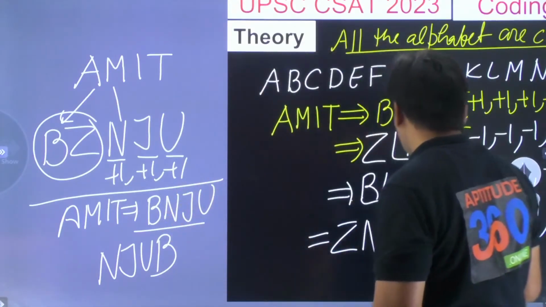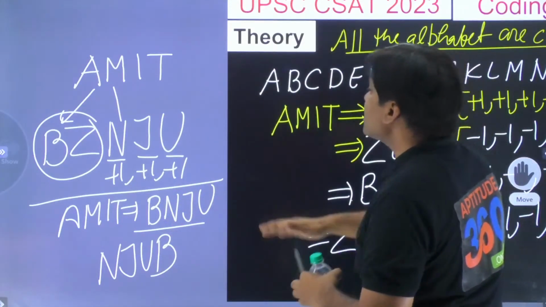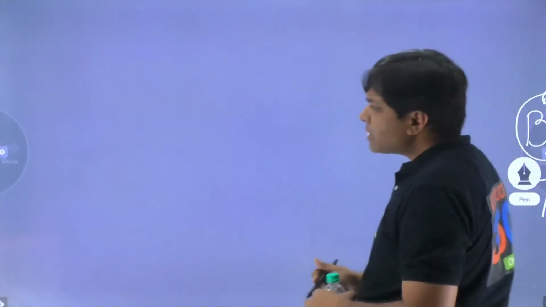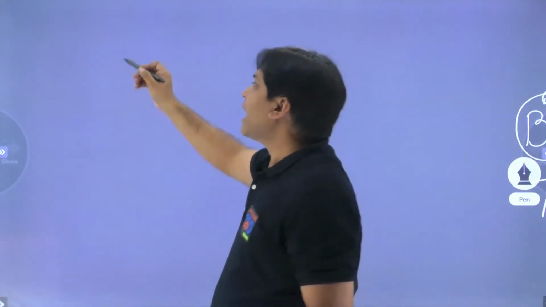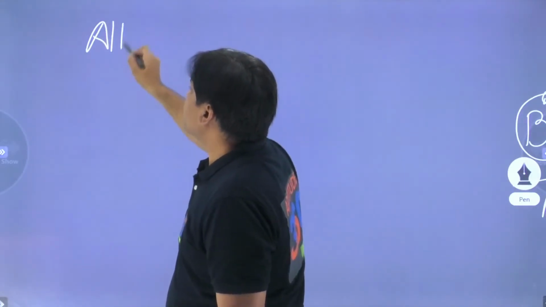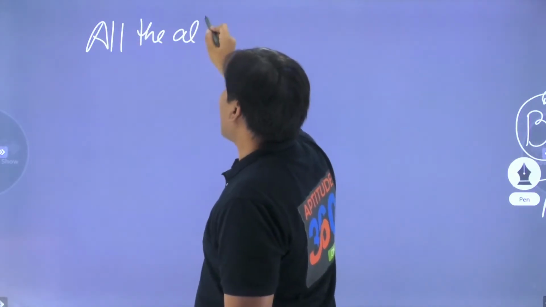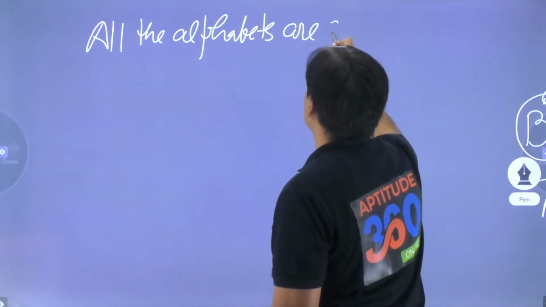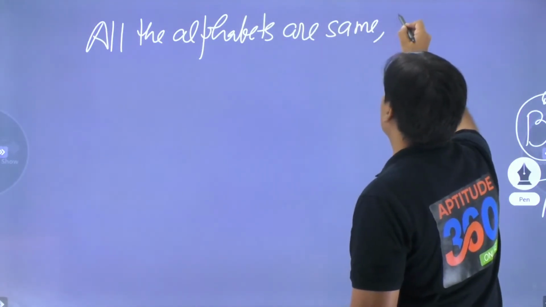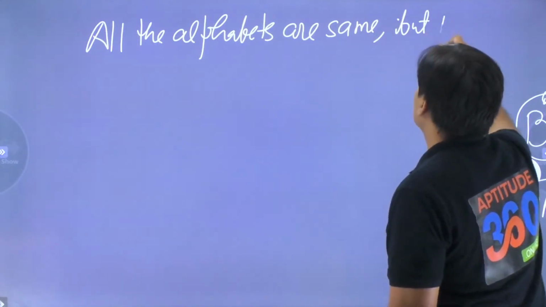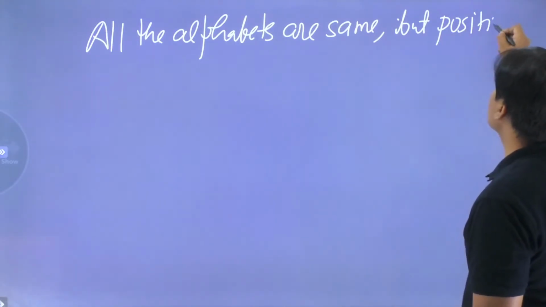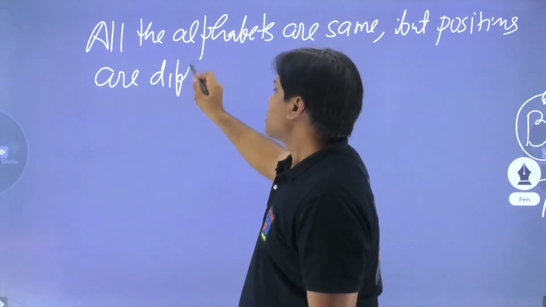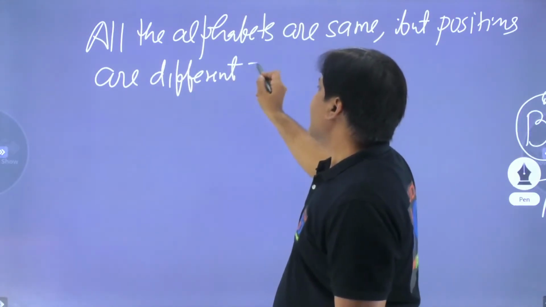नाउ इसके बाद में this is the first variety where all the alphabets are getting replaced, and I say that can there be a possibility where all the alphabets are same but their positions are changing, their positions are different. So can I say something like this?